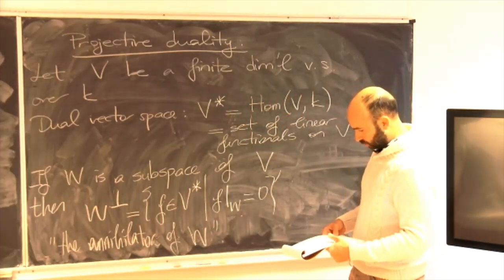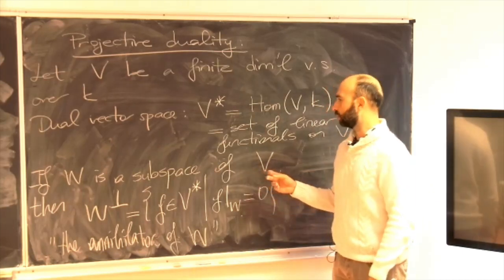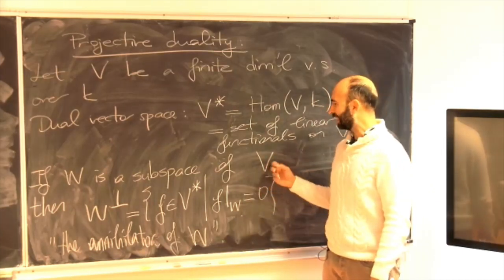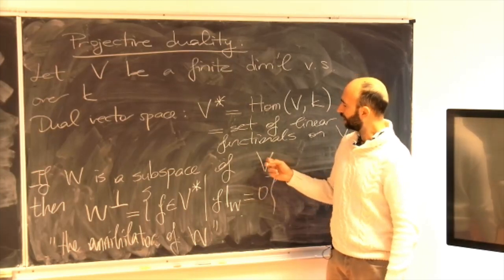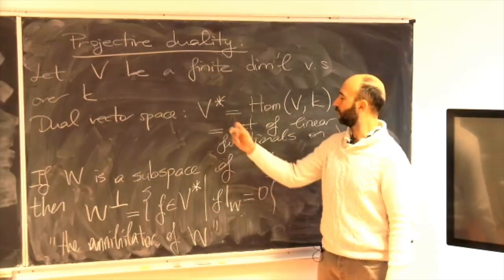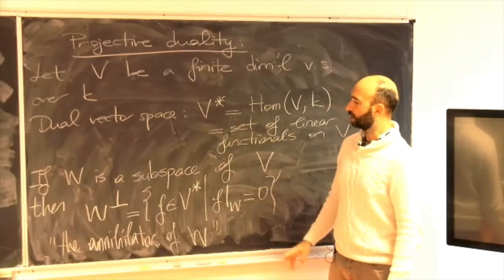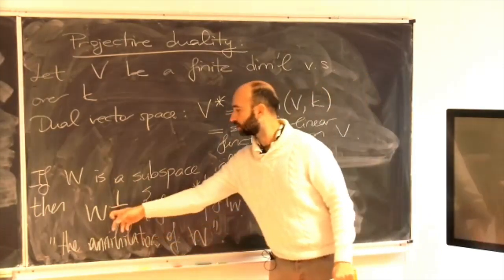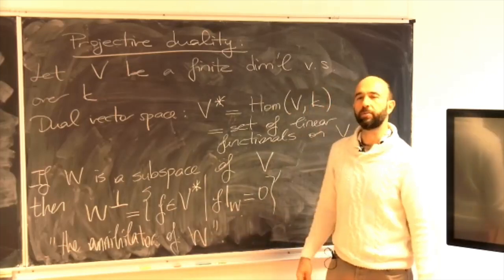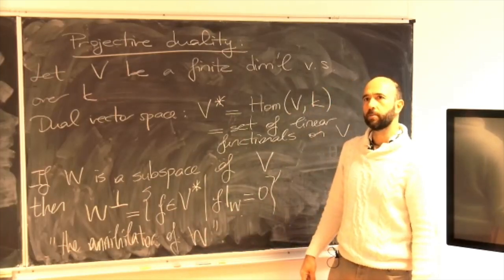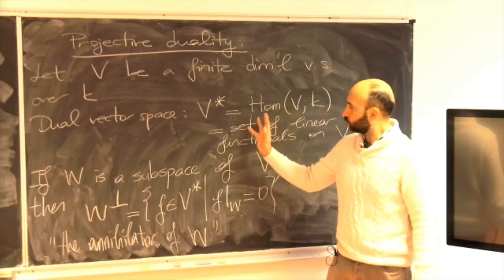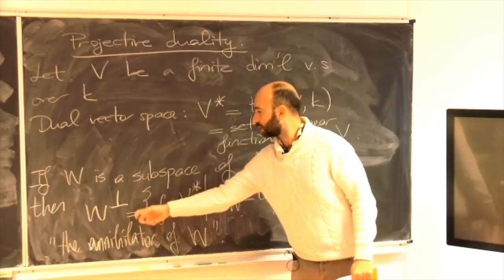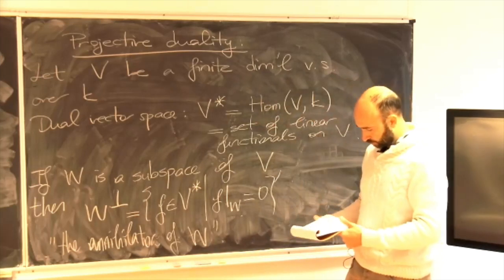So far, there is no chosen inner product on V or anything like that, but choosing an inner product amounts to choosing a way to identify V and V dual. If you do that, then this W perp will be just the orthogonal complement with respect to that inner product. But unless we really have to do it, there's no reason to, so we just take the annihilator in this sense.